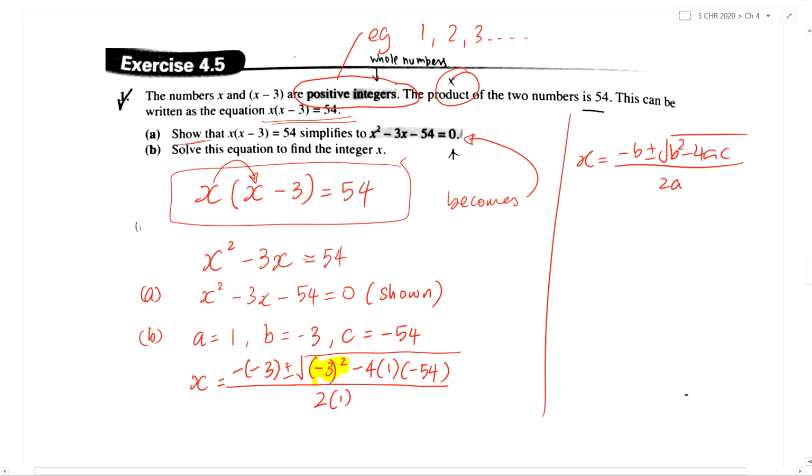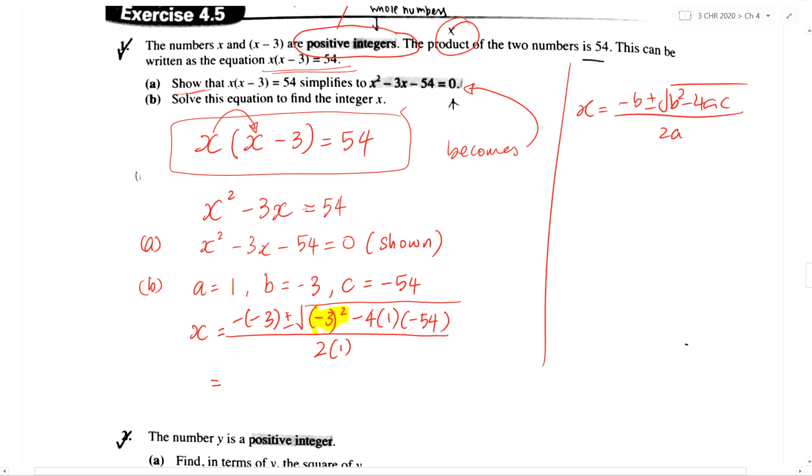Moving on. This gives us, you guys told me, minus 3 is positive 3, plus minus square root of 9 plus 216. So use your calculator. This is square root of 225 over 2. Now square root 225 is actually 15. So I'll continue over here. X is now equals to 3 plus minus 15 over 2.